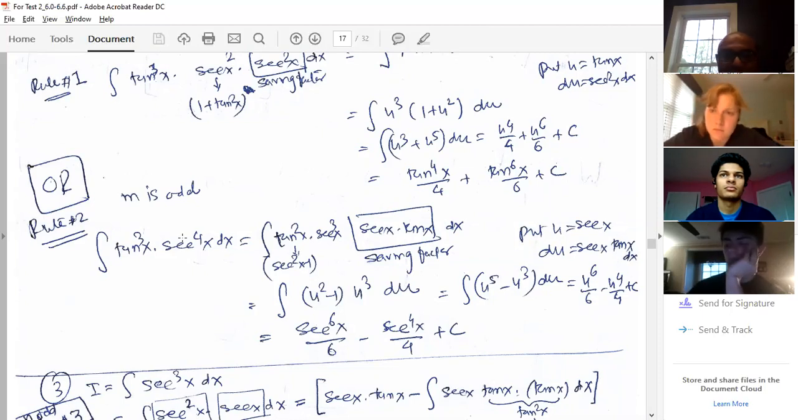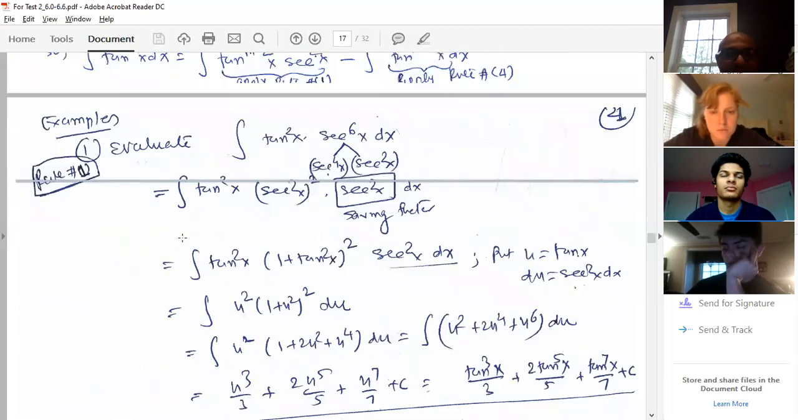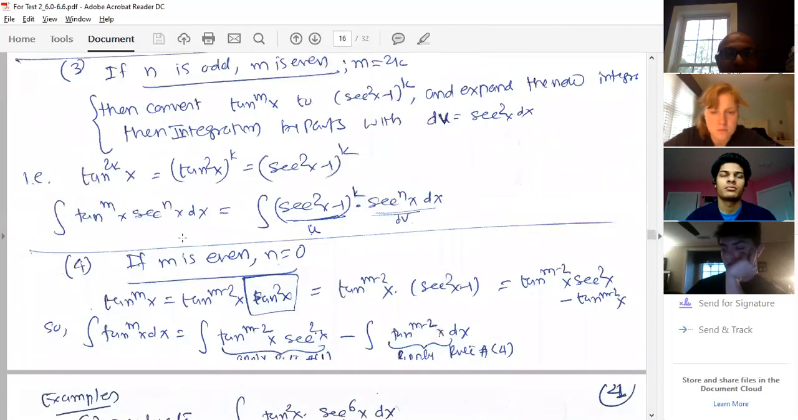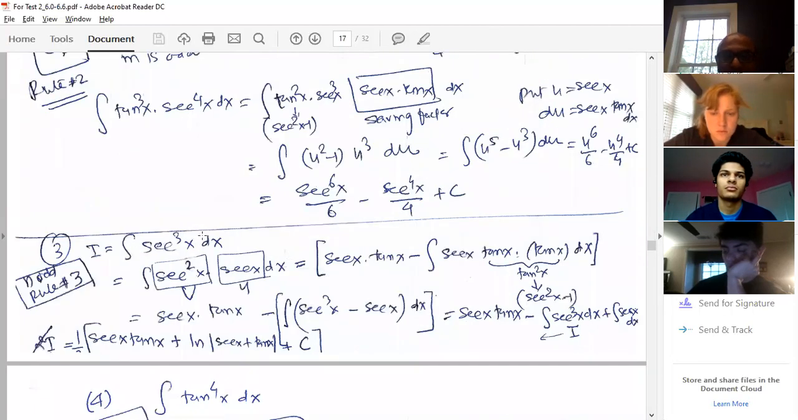Okay, third rule, or I mean to say third case. What was the third rule? Third rule says that m is even and n is odd. Here it says m even and n zero. Okay. Secant cube x. Look at over here. Secant cube x. So n is odd now.